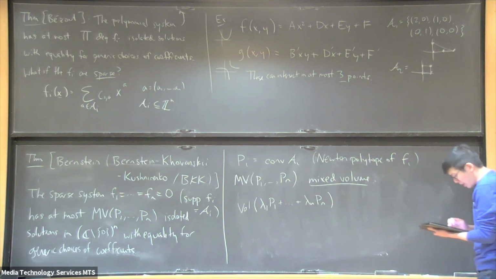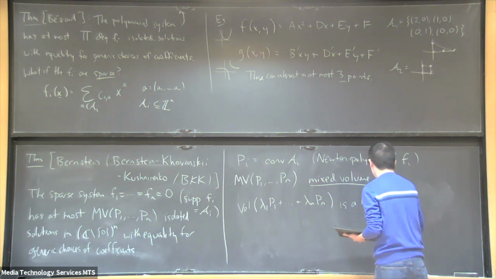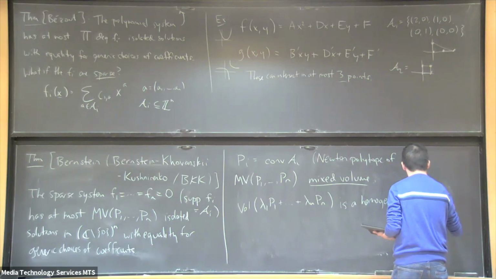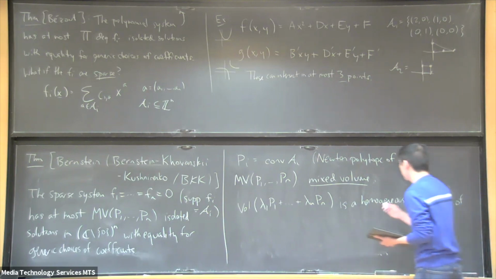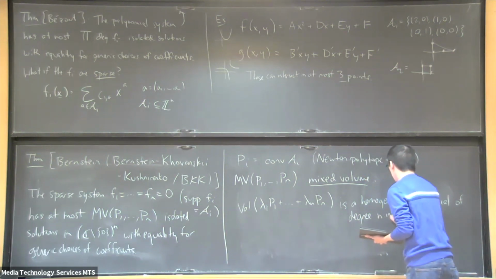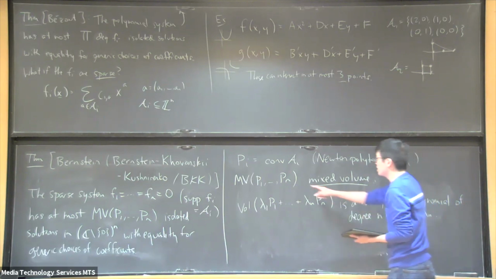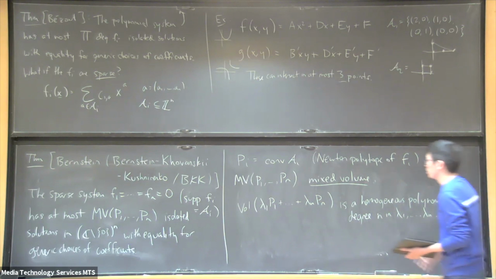And it turns out that this is a homogeneous polynomial, actually, of degree n in these parameters, and this mixed volume is defined to be a specific coefficient in this polynomial.